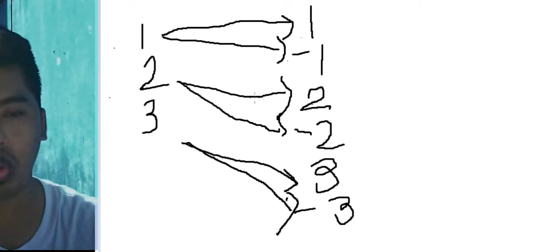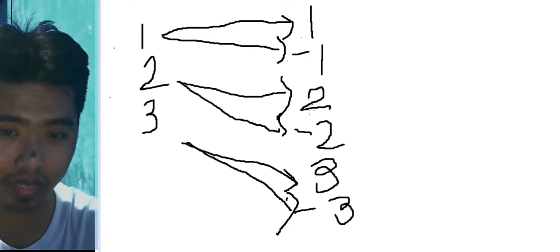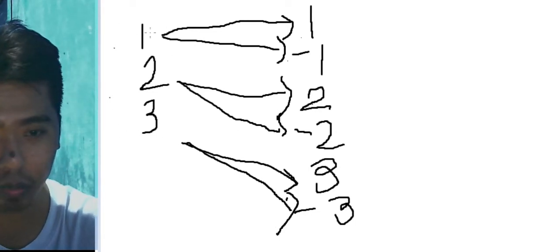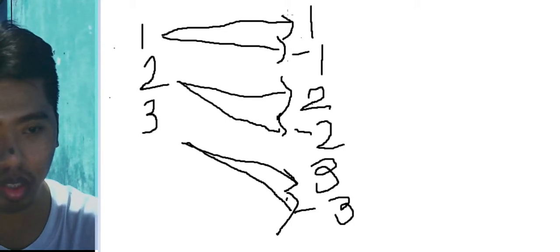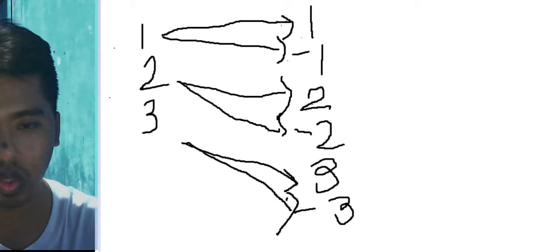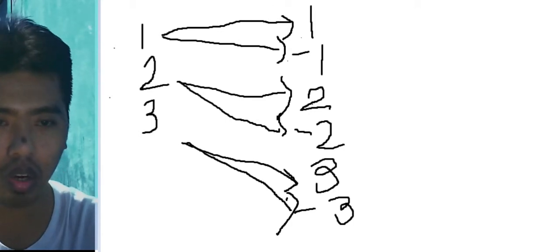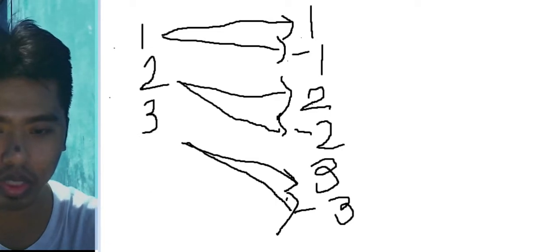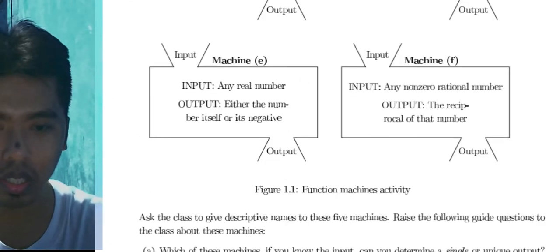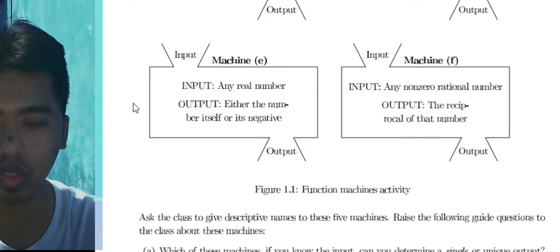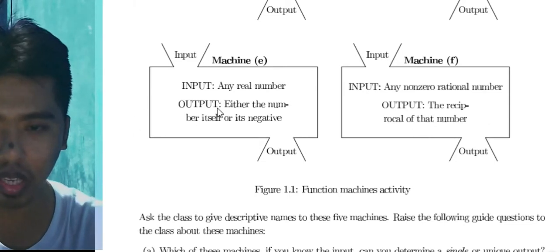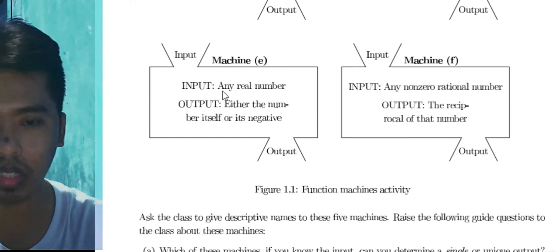Here, as we can see, 1 as input is connected to 2 outputs. So that makes this certain machine, machine E, not a function. Okay? So this machine E is not a function.